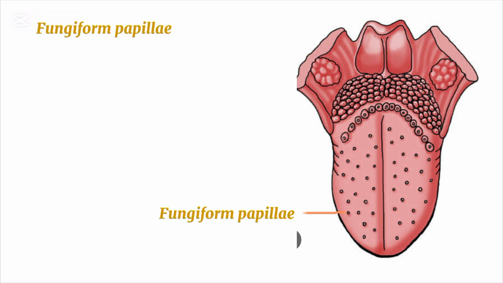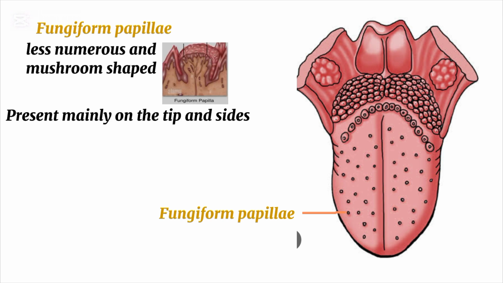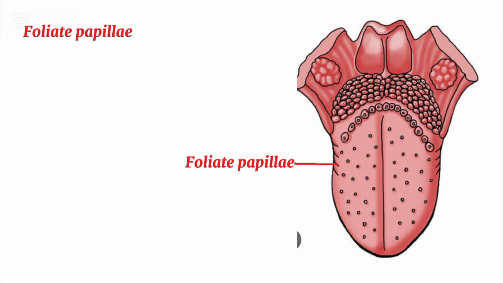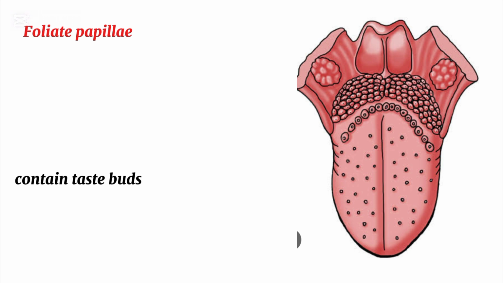Fungiform papillae are less numerous and mushroom shaped, present mainly on the tip and the sides of the tongue. They contain taste buds and are involved in taste perception. Foliate papillae are leaf-shaped and are found on the lateral edges of the tongue. They also contain taste buds and are involved in taste perception.